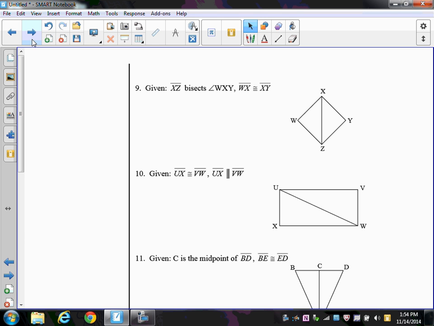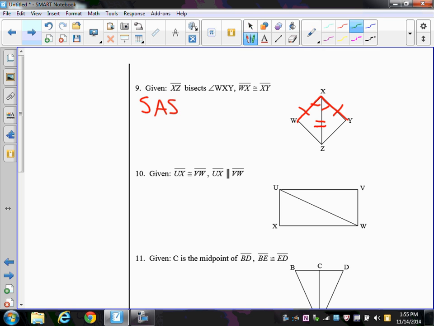Let's do number 9. It says given segment XZ bisects angle WXY. So angle WXY is right here. When it bisects, that means it cuts it into 2 equal angles. We're also given that segment WX is congruent to segment XY. And again, by using the picture, we have the reflexive property. XZ is congruent to XZ. So this is side angle side.